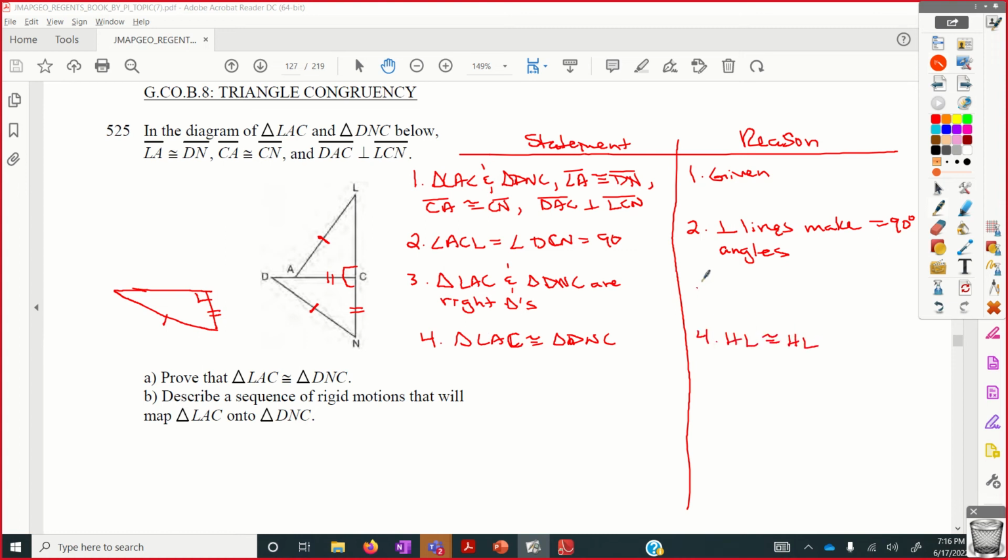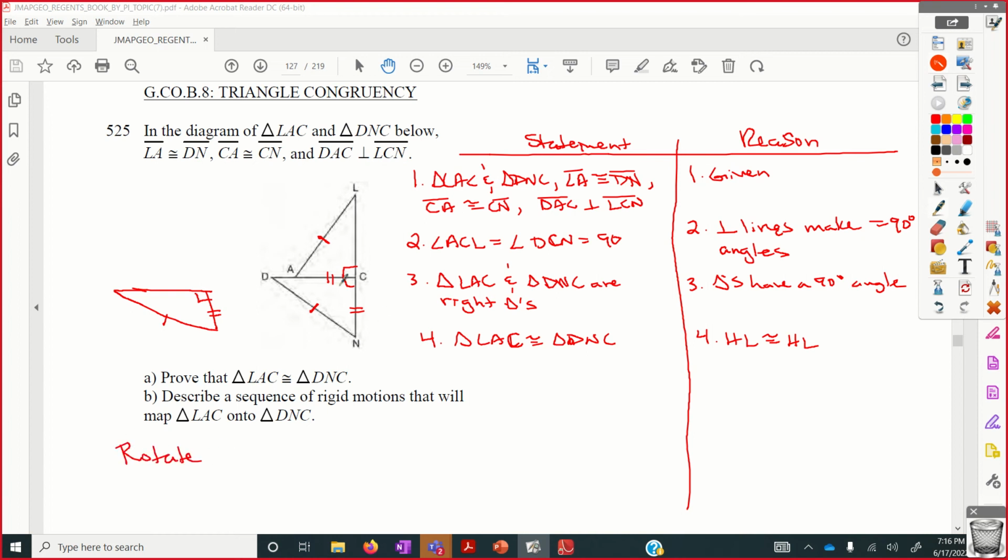You just have to describe why they're right triangles, because the triangles have a 90 degree angle. That's why they're right triangles. Nice and easy, right? And then they're congruent because of HL. Part B was to just describe the secret to rigid motions. It's literally just a rotation.